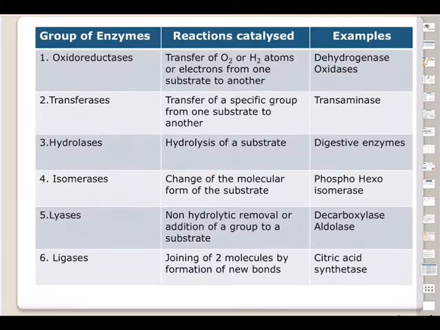And the fourth group is isomerases. These catalyze interconversion of optical, geometrical, and positional isomers. That's why the name isomerase. So these are responsible for change of molecular form of a substrate. Example, phosphohexoisomerase.